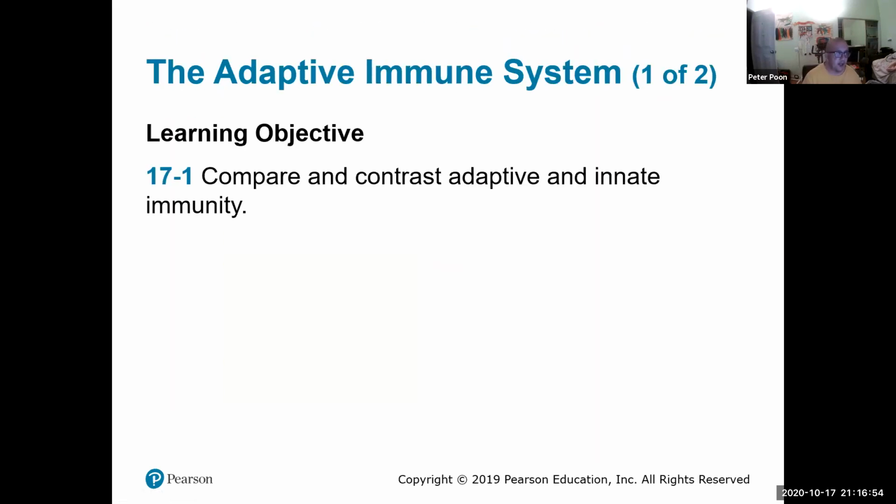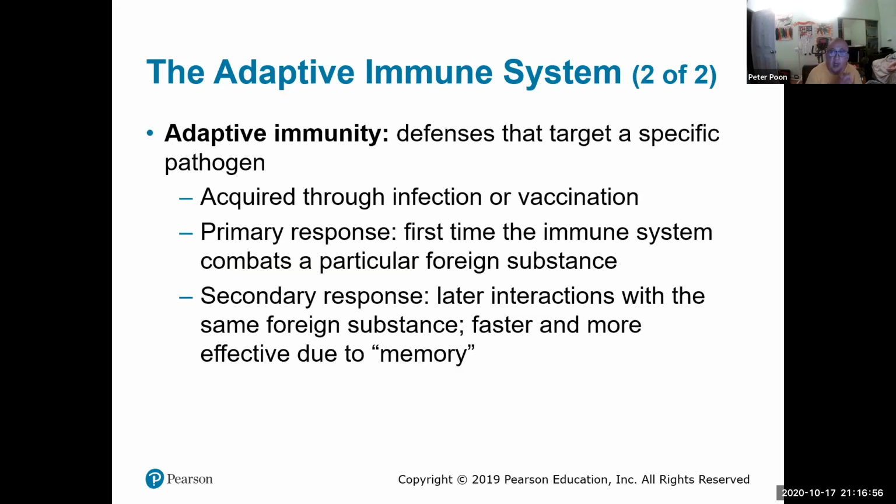So adaptive defenses in the house. Now we're past the first two lines of defenses. Now we're into adaptive immunity. Adaptive immunity are defenses that target a specific pathogen.